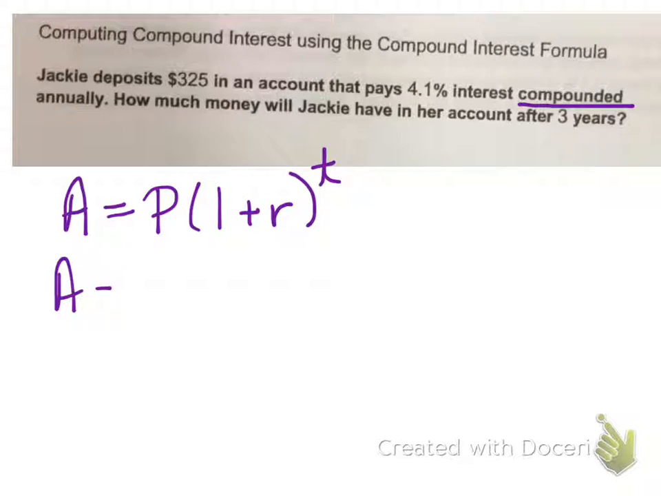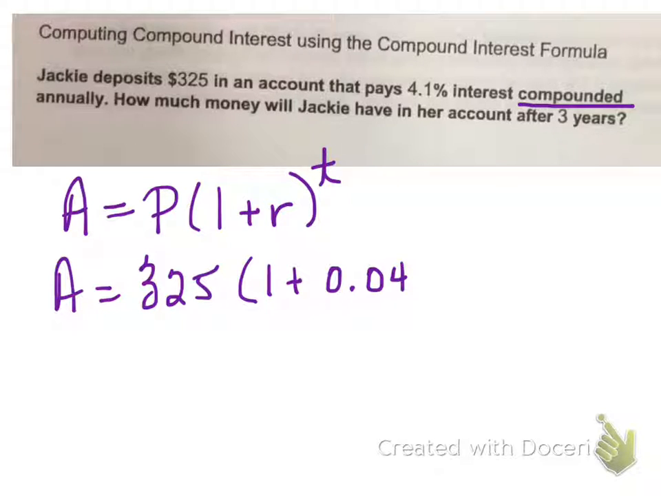All right, we just got to make sure that we can plug this in correctly. So we have 325, parentheses, 1 plus 0.041, close parentheses, to the 3. And again, if they give you time in months, you'll have to change your months to years. All right? Then I want you to be able to plug that straight into your calculator. Round if you have to, to the hundredths place.